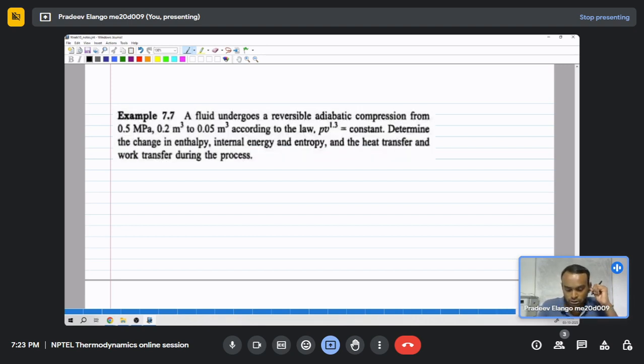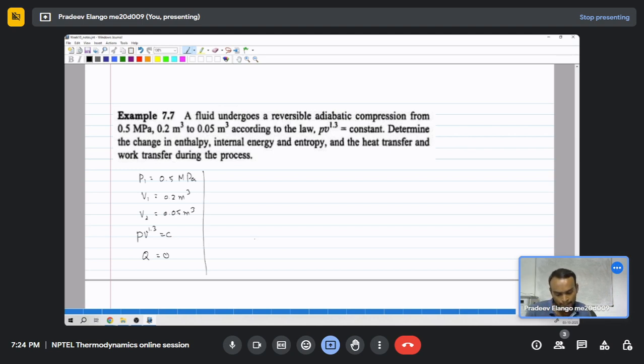For this, solve this. Fluid undergoes irreversible adiabatic compression from 0.5 MPa, 0.2 meter cube to 0.05 meter cube, according to the law PV power 1.3 is equal to constant. So this is also irreversible adiabatic compression. Now determine the change in enthalpy, internal energy and entropy and the heat transfer and work transfer during the process. So here we know P1 is 0.5 MPa, V1 is 0.2 meter cube and V2 is 0.05 meter cube and PV power 1.3 is equal to constant. We are told that it is an adiabatic process, that means there is no heat transfer. Q is equal to 0.